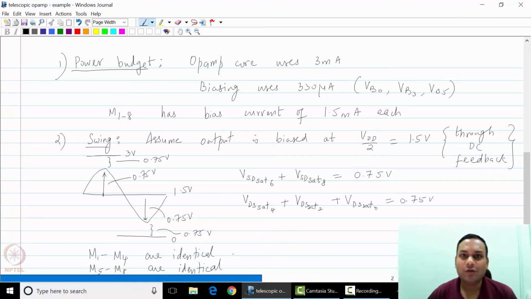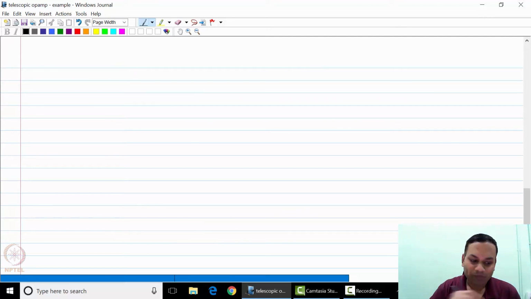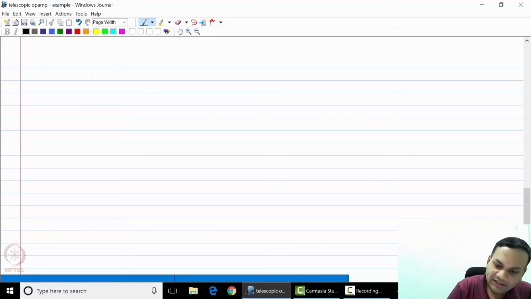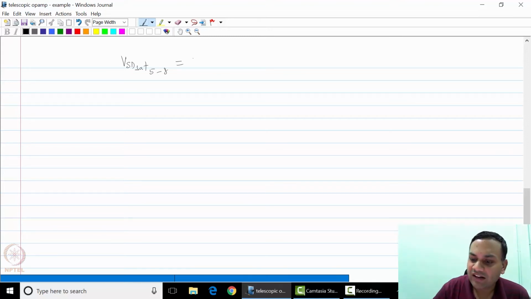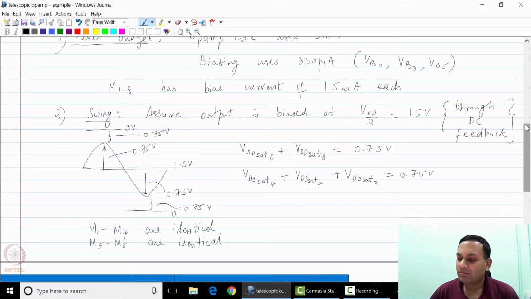So that gives us just a pair of GMs and GDSs to design for. In which case, once we make this clear, since they have the same widths and lengths and the same bias current, they will have the same VDSATs as well as the same GMs and GDSs. So the next step is to point out that VSDSAT of 5 to 8 should now be 375 millivolts, and VDSSAT of 1 to 4 should be equal to 250 millivolts.